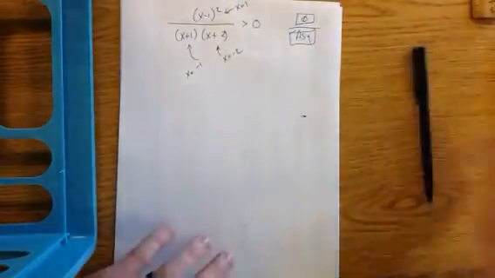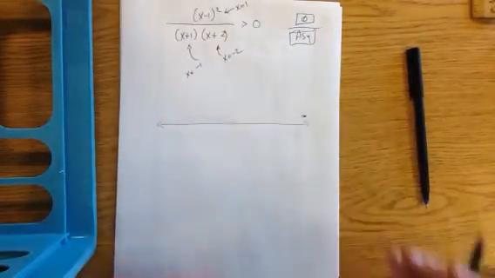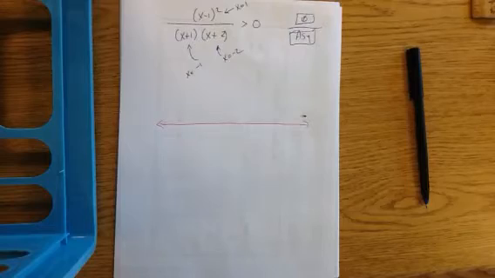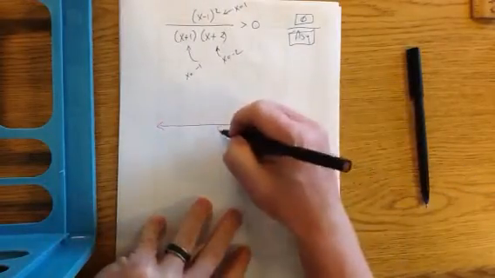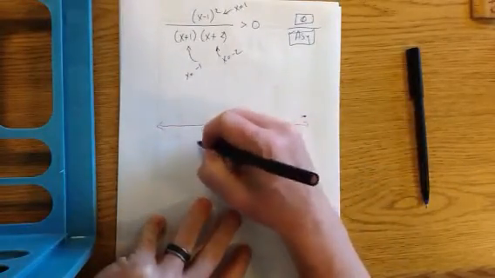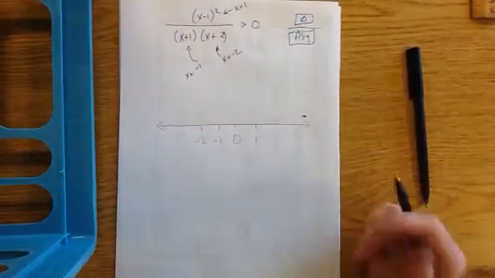I'm going to make my sign chart, or my number line, and sketch things on it. I have my 0. I have something happening at -1. I have something happening at -2. And I have something happening out here at 1. Hopefully that makes sense for everybody.